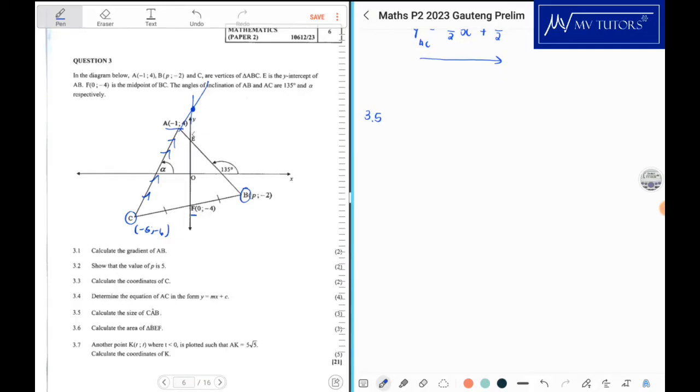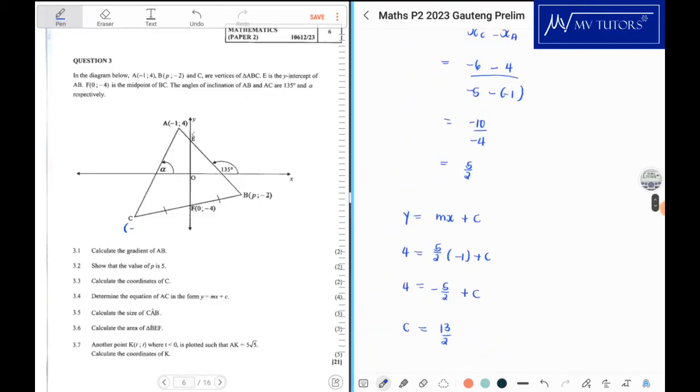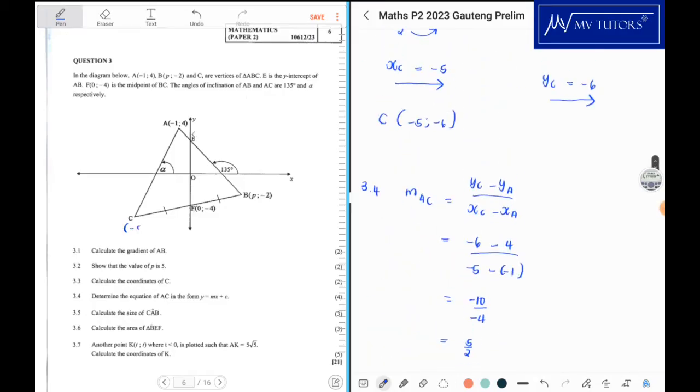Calculate the size of A. Okay, A where we have CAB. Just take out everything. Just write that again. What did we say? -5 -6. So we are looking for A, this size over there.